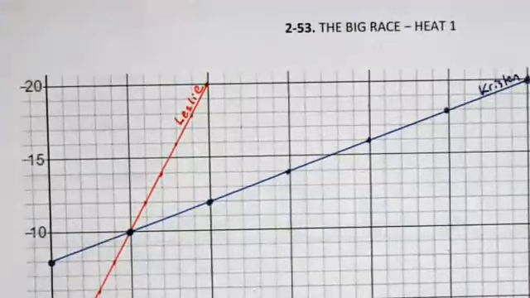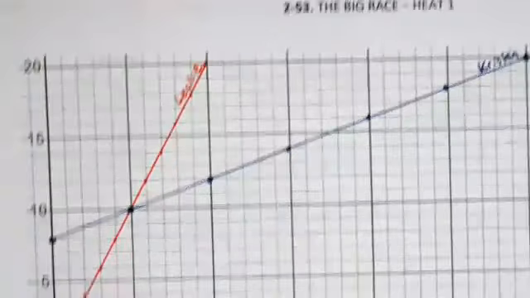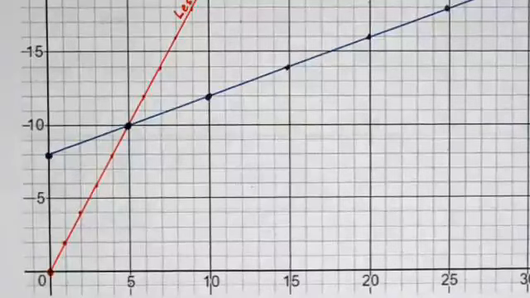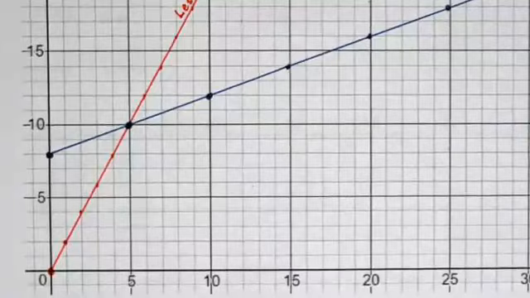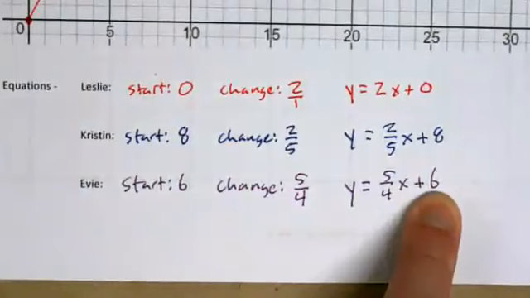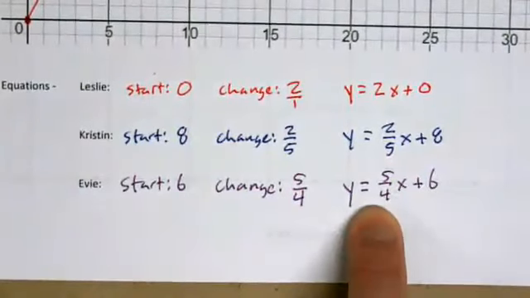And then once you get done with that, go ahead and graph Evie. Same idea, look at where she's starting. That'll be where you start on the y-axis. So Evie is going to start at 6 on the y-axis, and when we do our rise over run, we'll count up 5 and over 4.